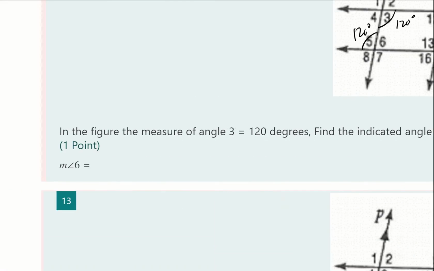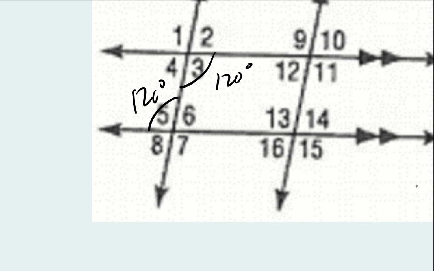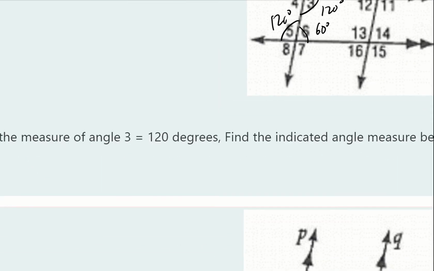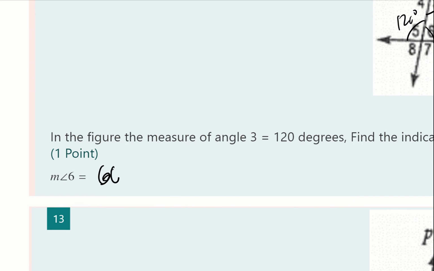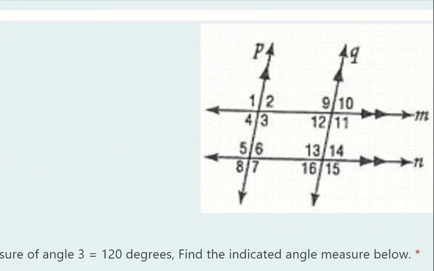So now what is angle 6? Well, angles 3 and 6 are same side interior angles, and so they have to add up to 180. So angle 6 has to be 60 because 60 plus 120 is 180. So we got 120, 120, and 60 right here.